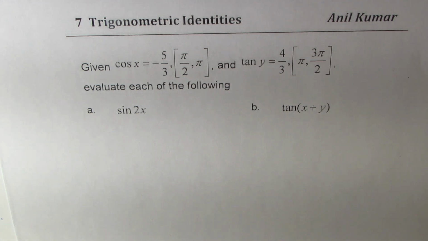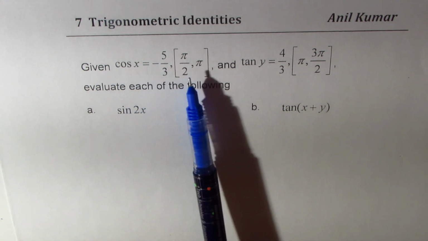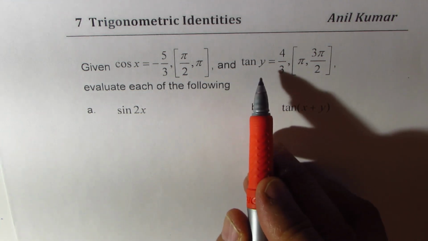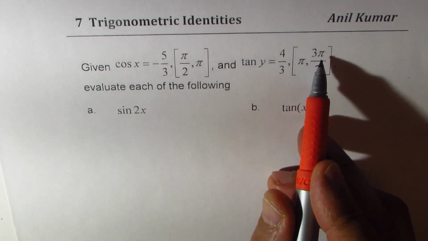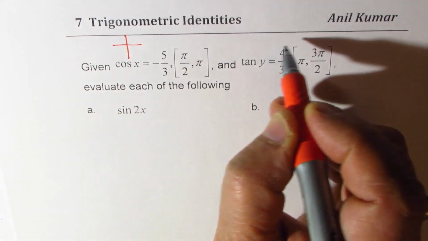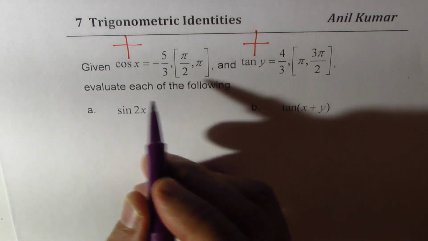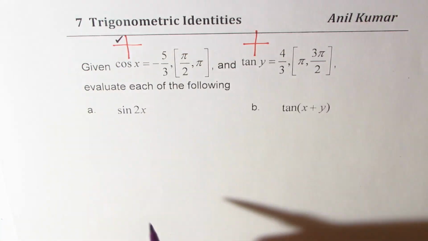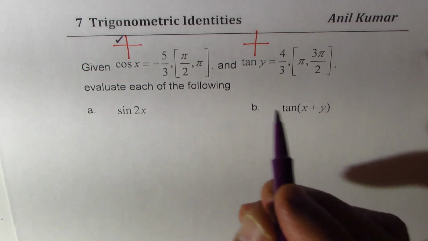This time we are given cos x equals minus 5 over 3, where x is between pi by 2 and pi, and we are given tan y as 4 over 3, where y is between pi and 3 pi by 2. So let's make our coordinates. So what we are saying here is that cos x is within pi by 2 to pi, that means in this quadrant, quadrant 2, and tan y is in quadrant 3.